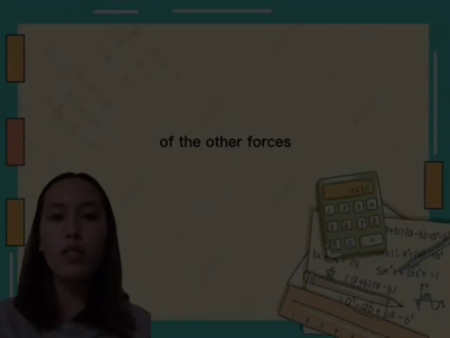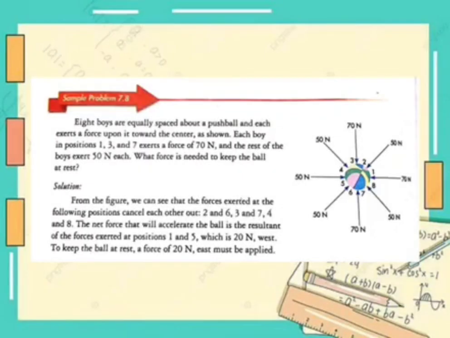For example, 8 boys are equally spaced about a pushball and each exerts a force upon it toward the center. As shown, each boy in positions 1, 3, and 7 exerts a force of 17 Newton, and the rest of the boys exert 15 Newton each. What force is needed to keep the ball at rest?